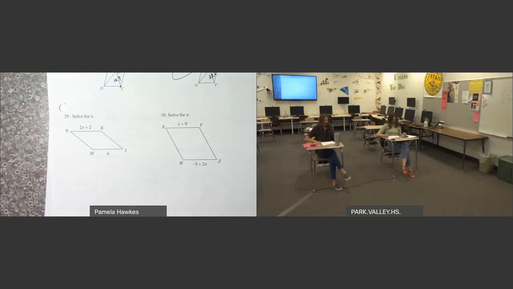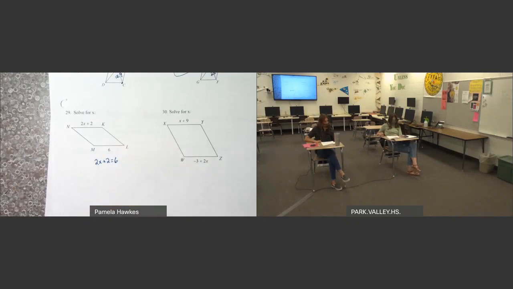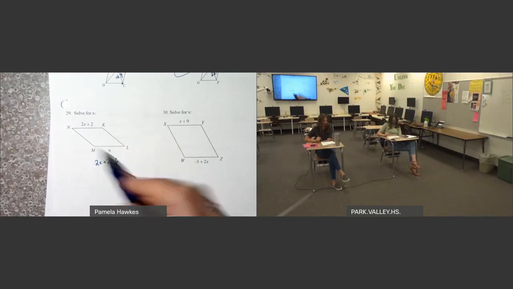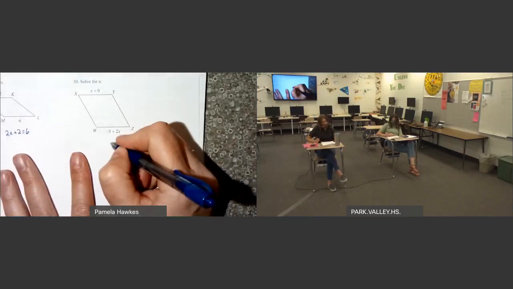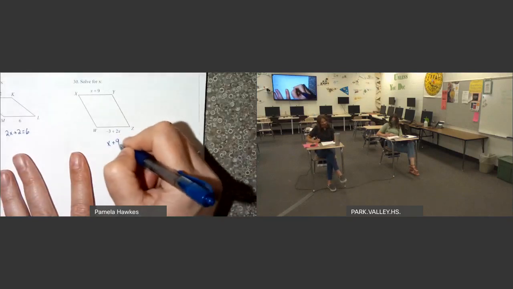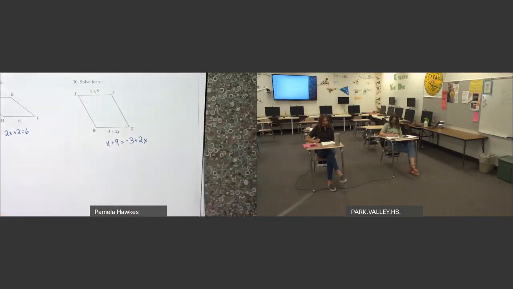What are we doing? What's 6? 2x plus 2 equals 6. How come they're equal? Parallelograms. Okay, what about this one? Who's talking back there? Thank you. Yep, that's right. They're equal, so I set them equal to each other and just solve it.